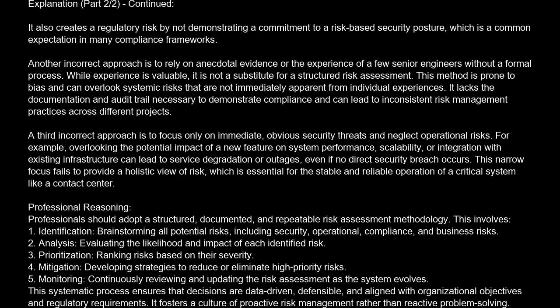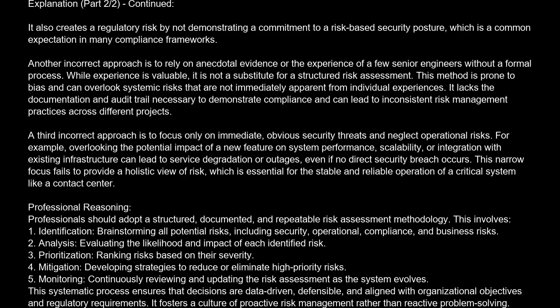Another incorrect approach is to rely on anecdotal evidence or the experience of a few senior engineers without a formal process. While experience is valuable, it is not a substitute for a structured risk assessment. This method is prone to bias and can overlook systemic risks that are not immediately apparent from individual experiences. It lacks the documentation and audit trail necessary to demonstrate compliance and can lead to inconsistent risk management practices across different projects.